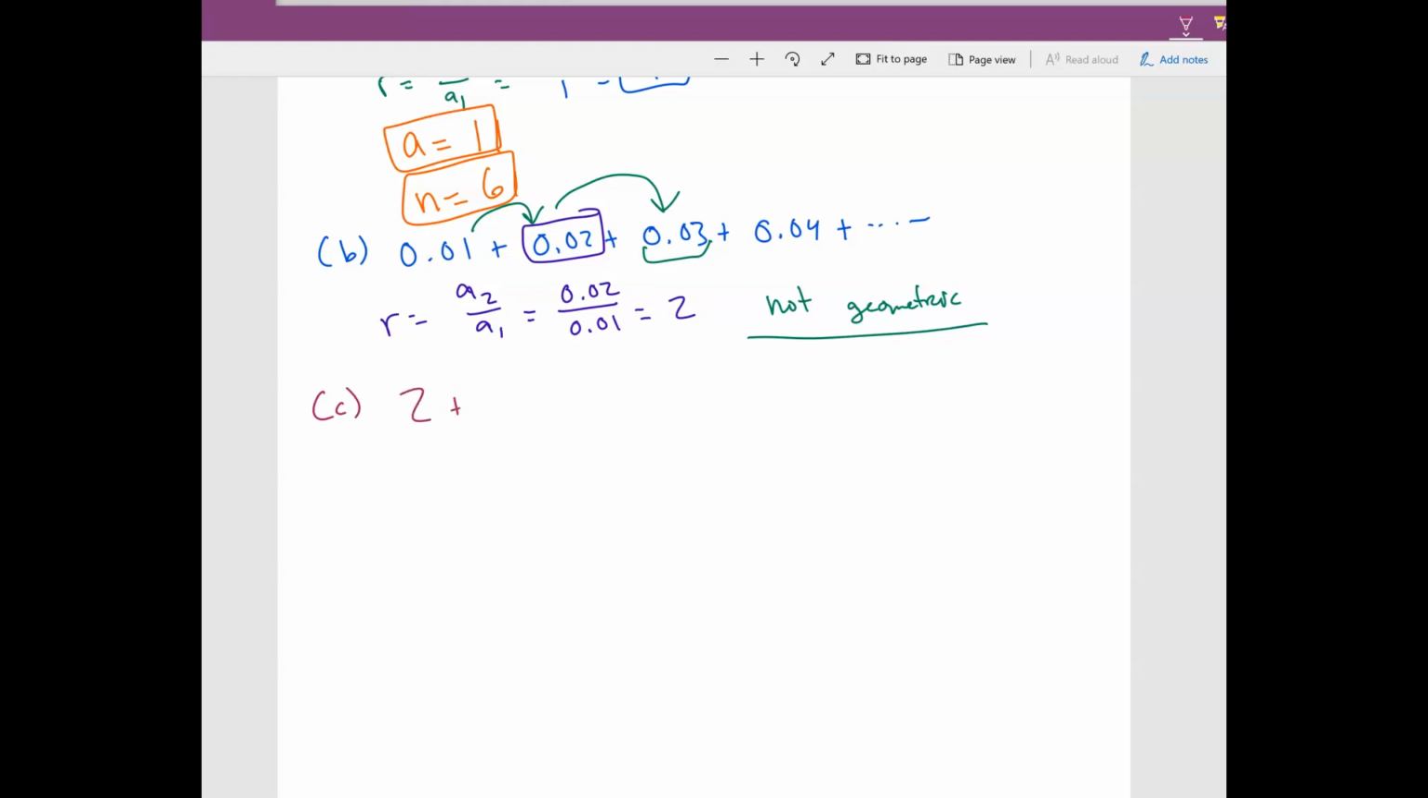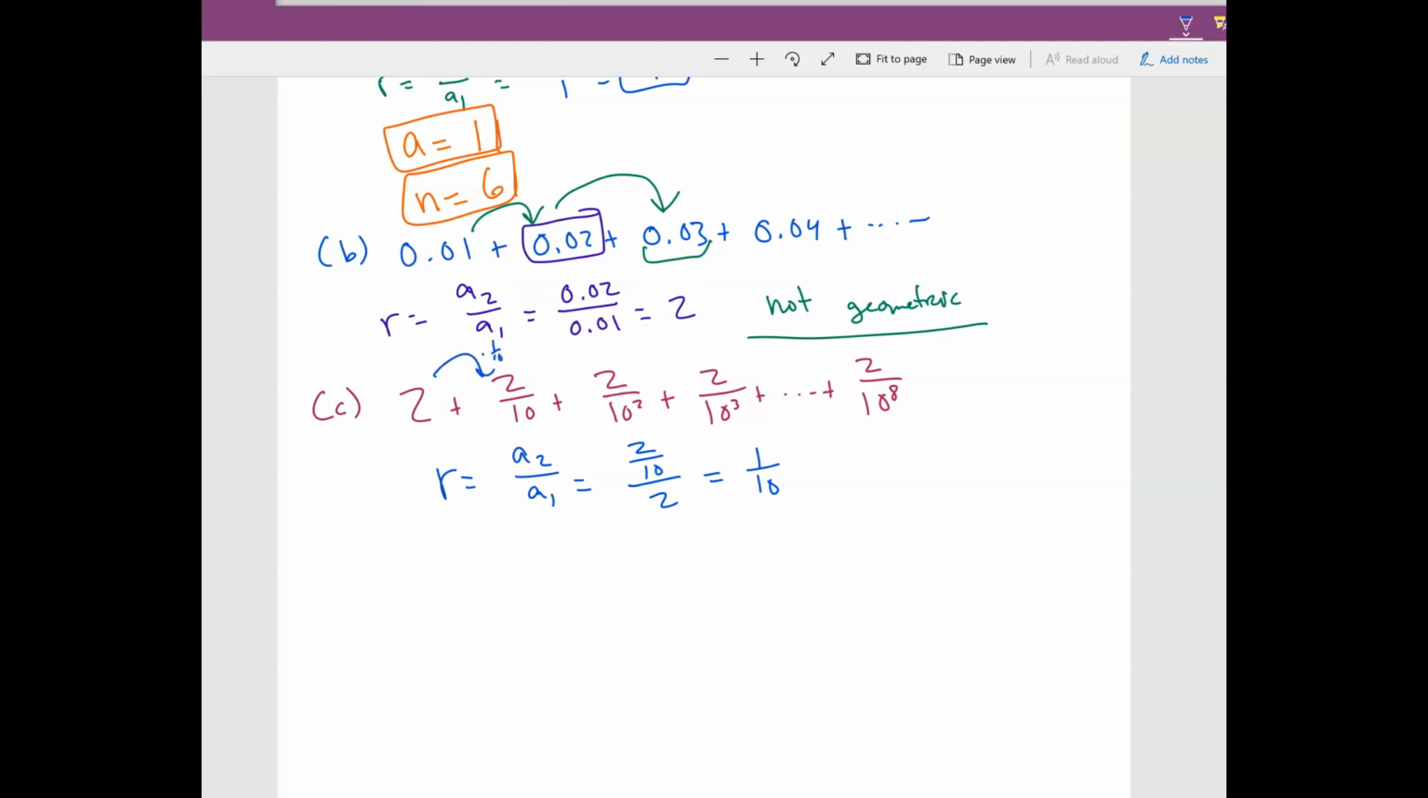Let's say we have 2 plus 2 over 10 plus 2 over 10 squared plus 2 over 10 cubed, plus all the way to 2 over 10 to the 8th power. So again, let's see if we can find the value of R. Let's just take the second term and divide it by the first term. So it's going to be 2 over 10 divided by 2. You can put this in your calculator and you'll see that you get 1 over 10. So each term I have to multiply by 1 over 10.